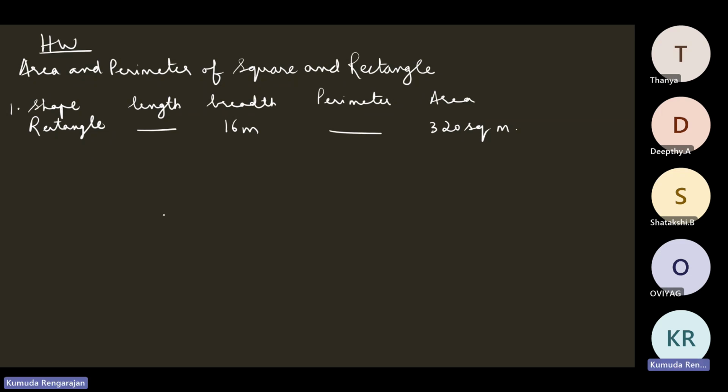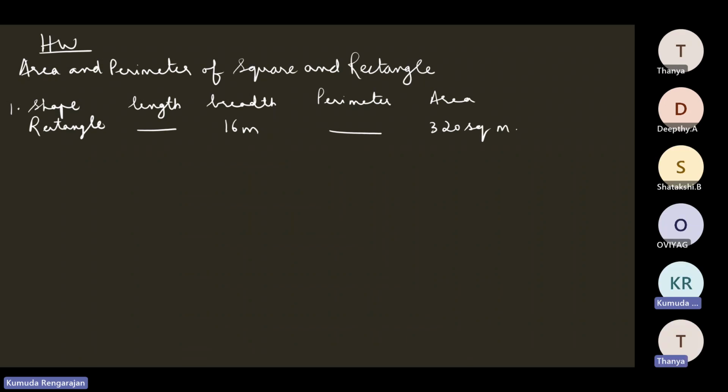Okay. So children, the shape is a rectangle. And you know, the dimensions of a rectangle are called length and breadth. For a rectangle, the length of the boundary is the perimeter. And the space covered by the rectangle is called the area. You can fill in the blanks in any order, depending on what can be found first.